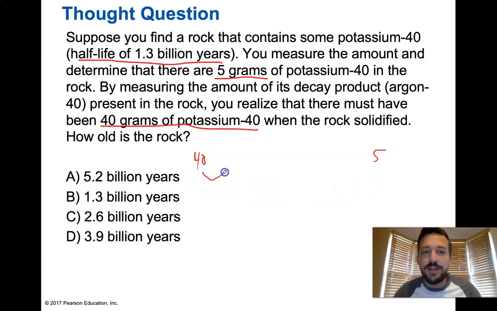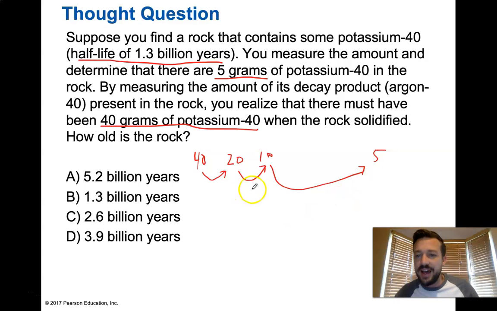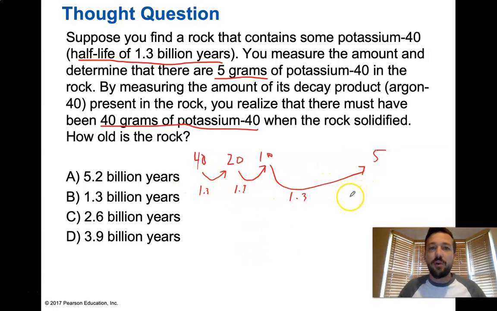So let's do half of 40. That would be 20. Let's do half of 20. That would be 10. Half of 10. That brings me to the number that we need, which is 5. So it looks like we went through a half-life 3 times. Each one of those half-lives took 1.3 billion years. 1.3 billion, 1.3 billion, 1.3 billion. Okay, so we can determine that this rock that we found is 1.3 plus 1.3 would be 2.6, plus 1.3 would be 3.9 billion years old. Okay, we can determine that's how old that rock is.